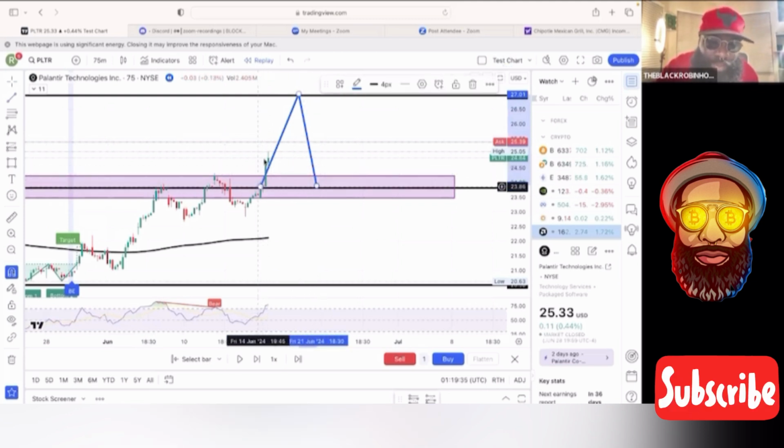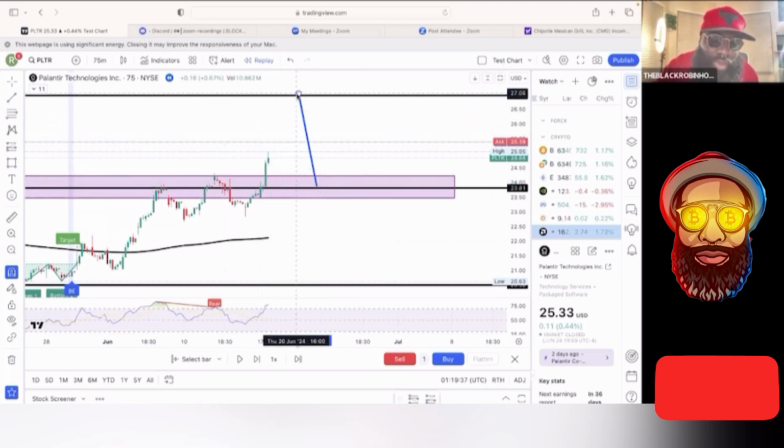So if you miss this move on the way up, don't worry about it. That wasn't your goal in the first place. You're not trying to chase it. Even if it's going to 30, let it go. Because what goes up will come down.